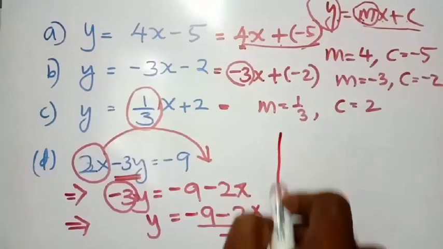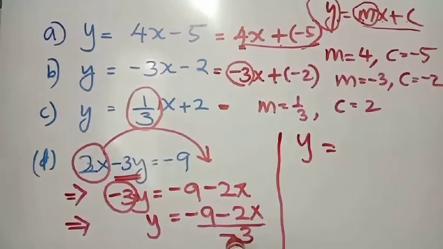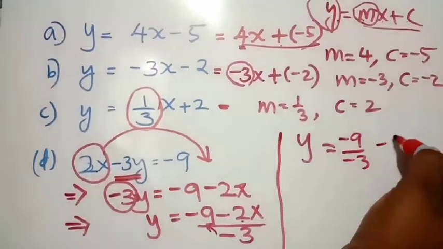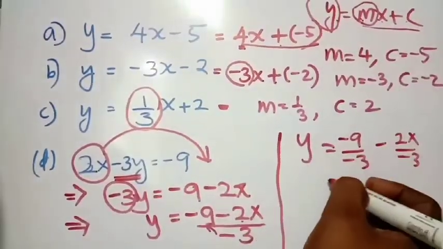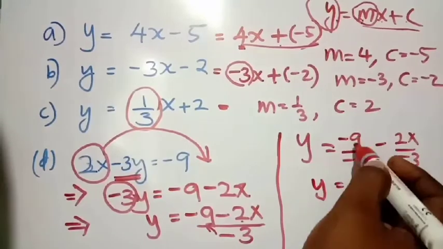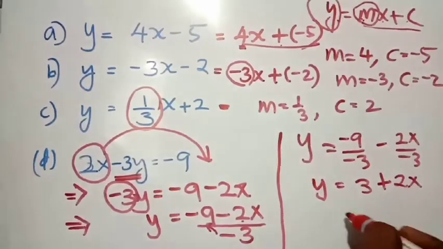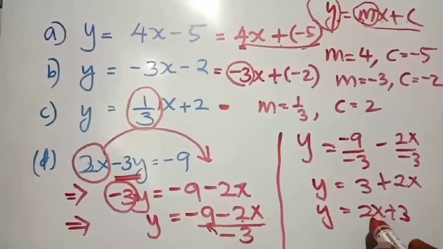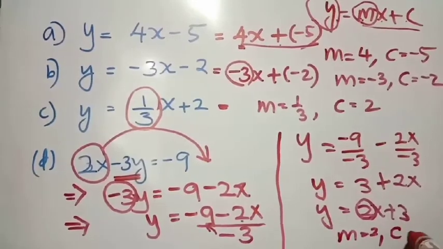Now this is a common denominator, so we can distribute it to the first term and the second term. So we get minus 9 by minus 3 minus 2x by minus 3. Just split it into 2. That is y is equal to, we get this one as 3, and minus into minus becomes plus 2x. Or we get y is equal to 2x plus 3. So the coefficient of x is 2. That is m is equal to 2 and c is 3 as a result.